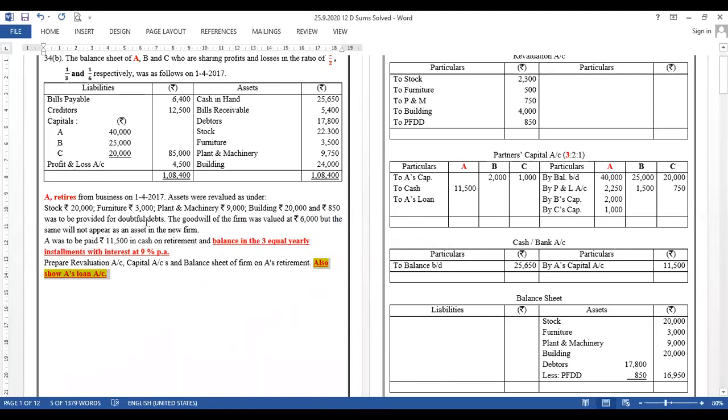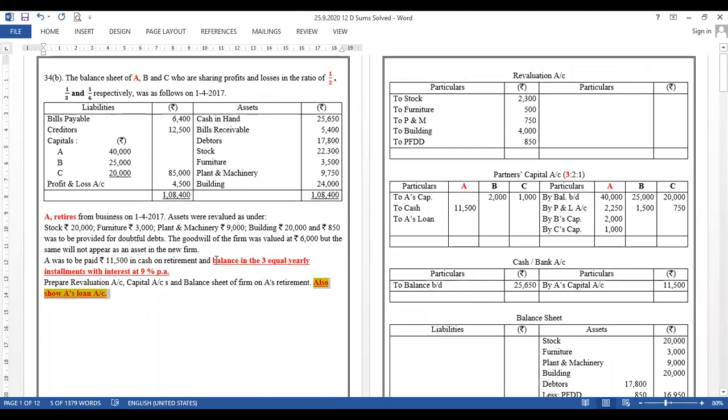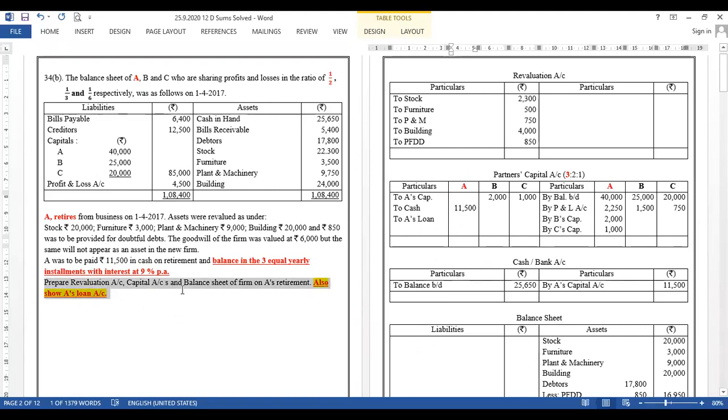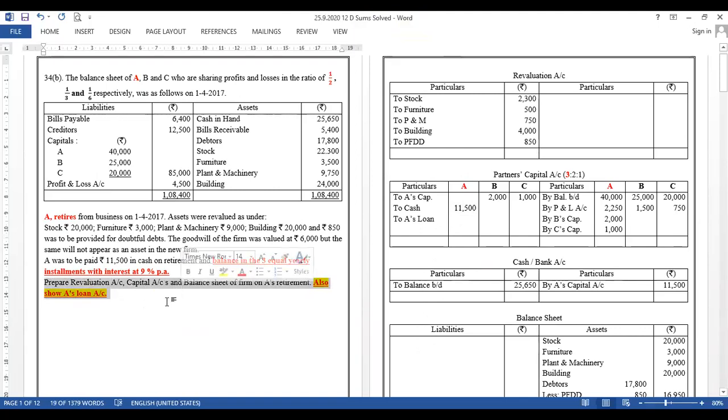The reason for selecting the sum is the remaining things, and just to make you understand that if any loan account is to be prepared, that is not in syllabus now. Any capital adjustment is also not in syllabus now. So we just need to find the difference for A, and that will be A's loan. We know this has to come on the liability side of the balance sheet. Prepare the revaluation, capital account and balance sheet. We do not need to prepare A's loan.